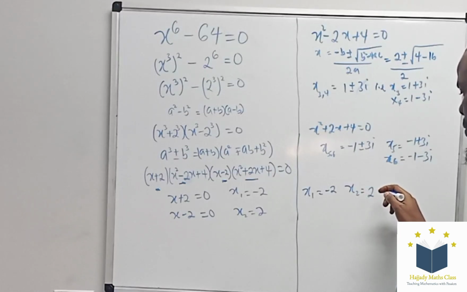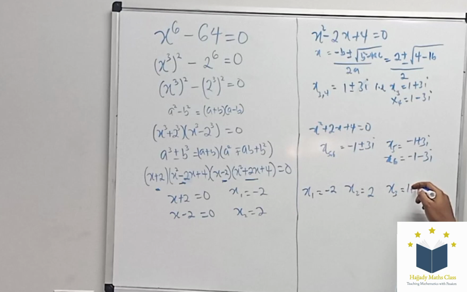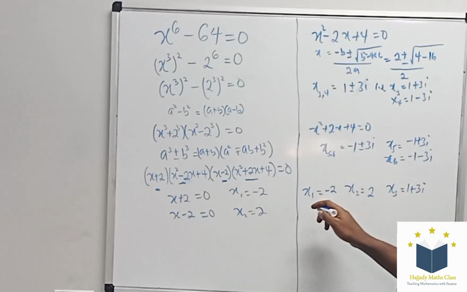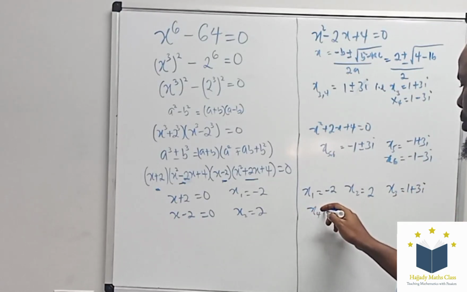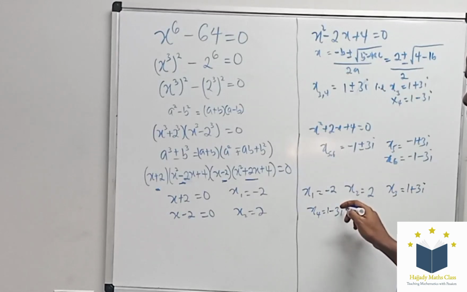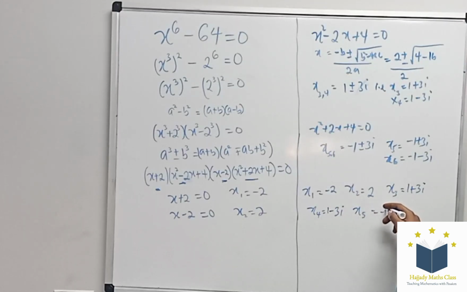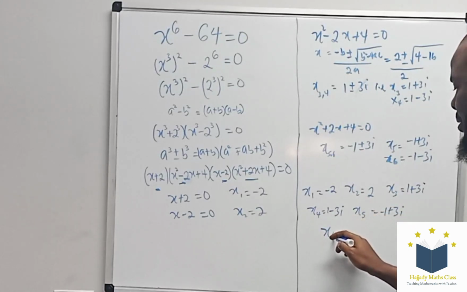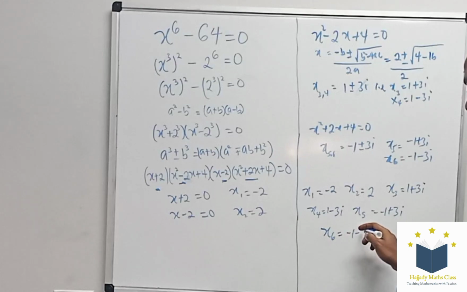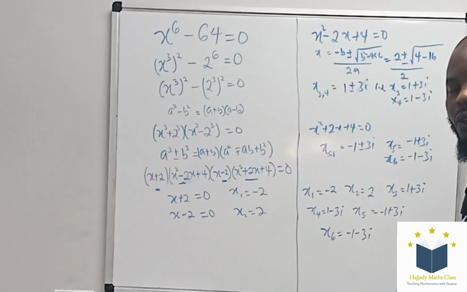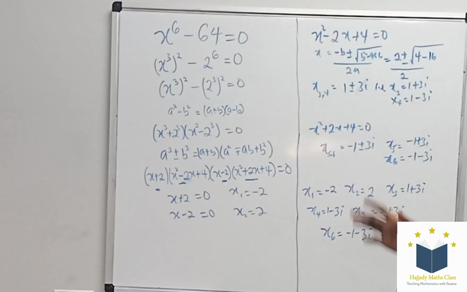So finally, my 6 solutions are going to be x1, which is negative 2, x2, which is positive 2, x3, which is 1 plus 3i, x4, which is 1 minus 3i, x5, which is negative 1 plus 3i, and finally my x6, which is negative 1 minus 3i. So these are the 6 solutions to this problem.